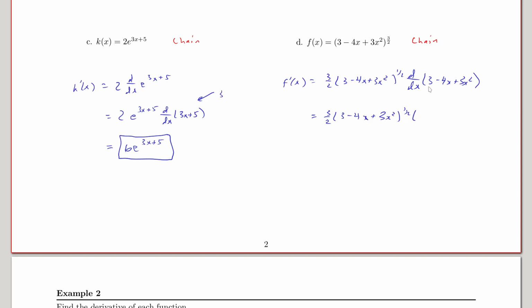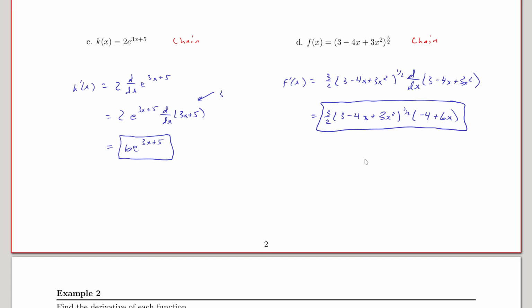And then over here, the derivative of 3 is 0. Derivative of negative 4x would be negative 4. And the derivative of 3x squared would be 6x. I'm just going to leave it there. You could distribute the 3/2 through this last term, but I think that looks good as is. We like things factored. If I were going to do anything here, I would factor a 2 out of the last term, just to cancel the fraction. But I think that looks good there.